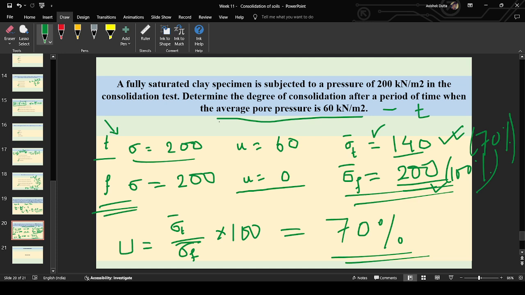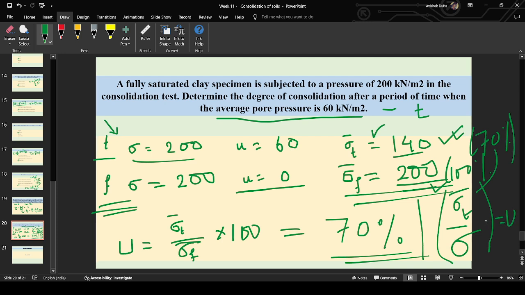So how are you getting this formula, sigma t divided by sigma? We know that sigma t does not have a pore pressure, but sigma has a pore pressure. It is inverse, not sigma t by sigma. Sigma t is this one, 140, divided by sigma 200, isn't it? U equal to sigma t by sigma, what you mentioned, right? I mentioned sigma effective by sigma total, sir.